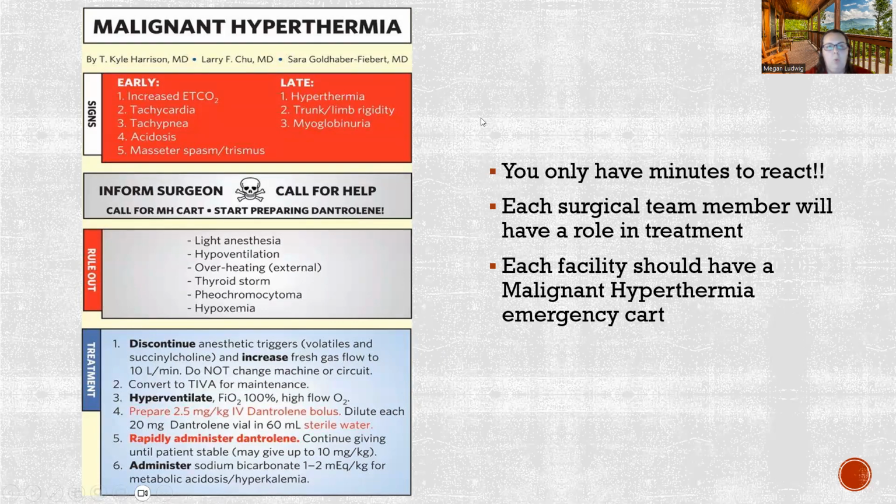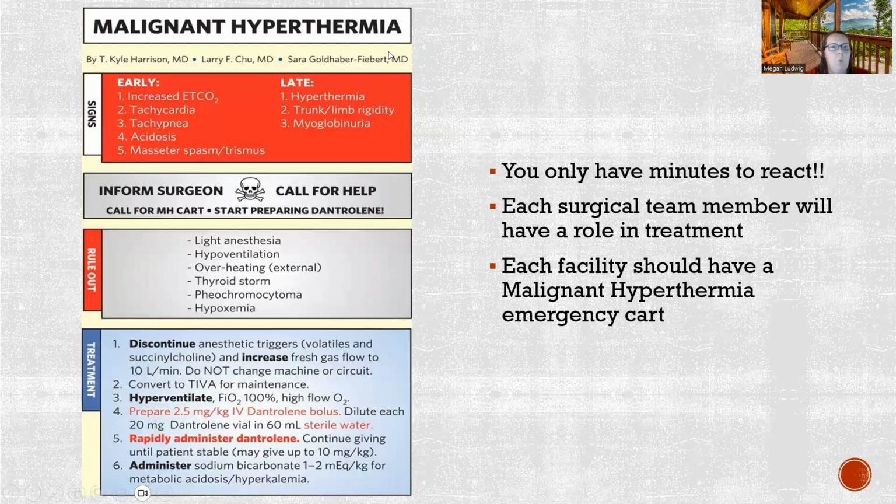So once it's detected or anesthesia is like, yes, I think this is what's happening, everybody only has minutes to react. Because if you do not treat MH within, I think it's approximately 15 minutes, the mortality rate goes up to like 85, 90, close to 100%. It's guaranteed that they're going to die if it's not treated. So it is very serious. Every team member should have a role in how to treat MH. And a lot of facilities have a cart set up with everything you need to treat an MH crisis.